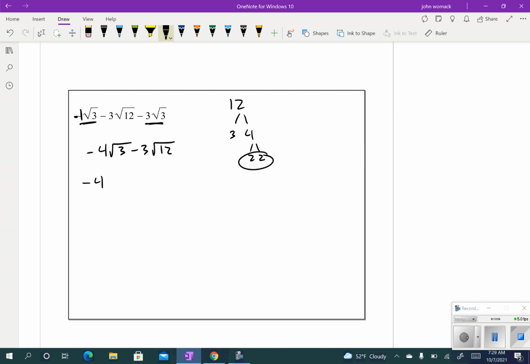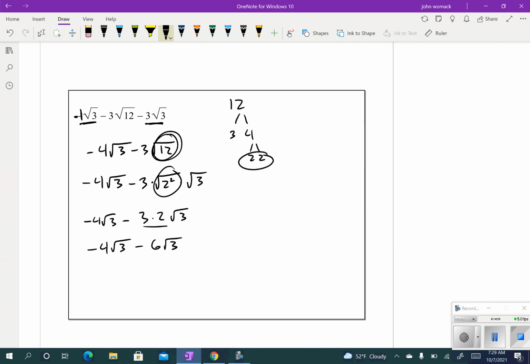So I've got negative 4 square root of 3 minus 3 times square root of 2 squared, which is 2. Times those together, that's 6. So I end up with negative 4 square root of 3 minus 6 square roots of 3. Once I simplified that square root of 12, I ended up with another square root of 3. So now I can keep going. These are now like radicals. Minus 4 minus 6 is minus 10. So minus 10 square roots of 3, and there's my answer.